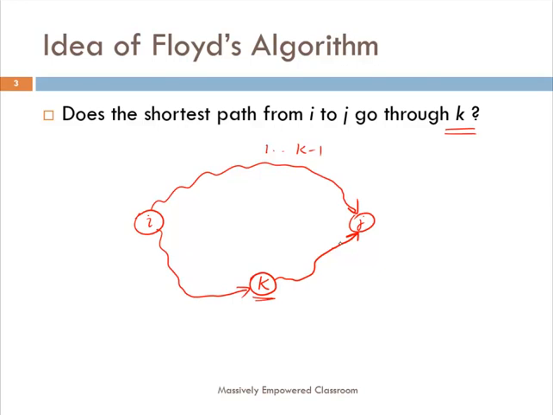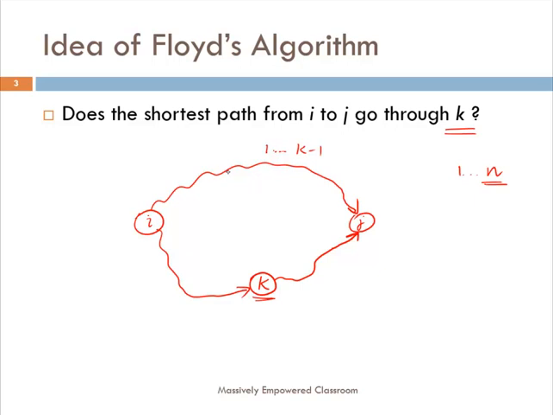So there are two possibilities when you are considering node k. Either the shortest path from i to j does not go through node k at all, it only goes through nodes 1 to k minus 1, or it goes through node k. So we do this repeatedly from k equals 1 to n, and in the end we will get the shortest path from i to j that can go through any node in the graph. This sequence of decisions that we make as we increase k gives us the dynamic programming solution to this particular problem.